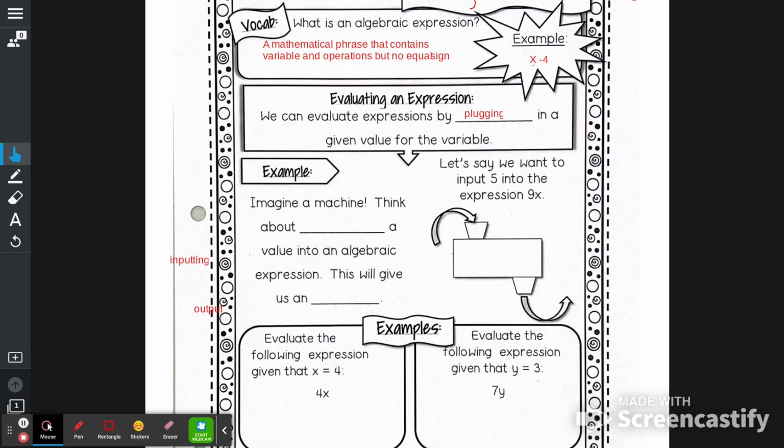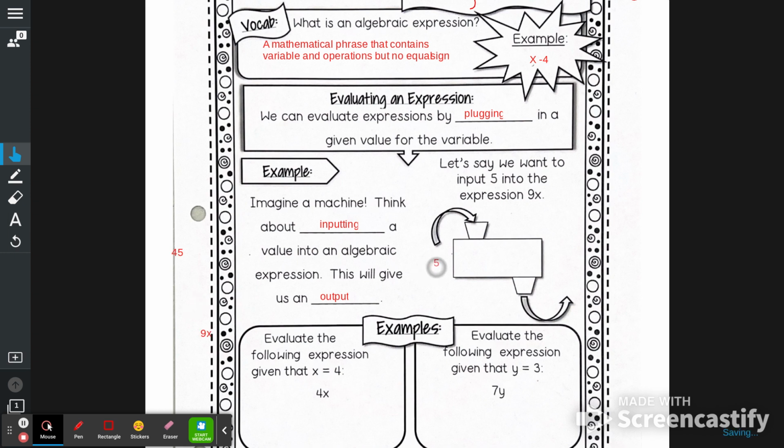And so we can evaluate expressions by plugging in a given value for the variable. So for example, let's think about a machine, okay? You're going to put something into the machine and then something is going to come out. So once again, thinking about inputting a value into an algebraic expression, this will give us an output. So inputting something will give us an output.